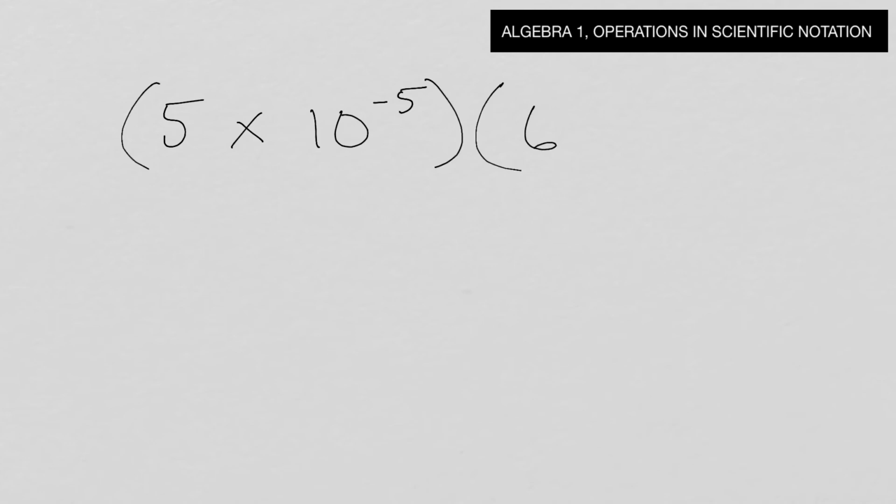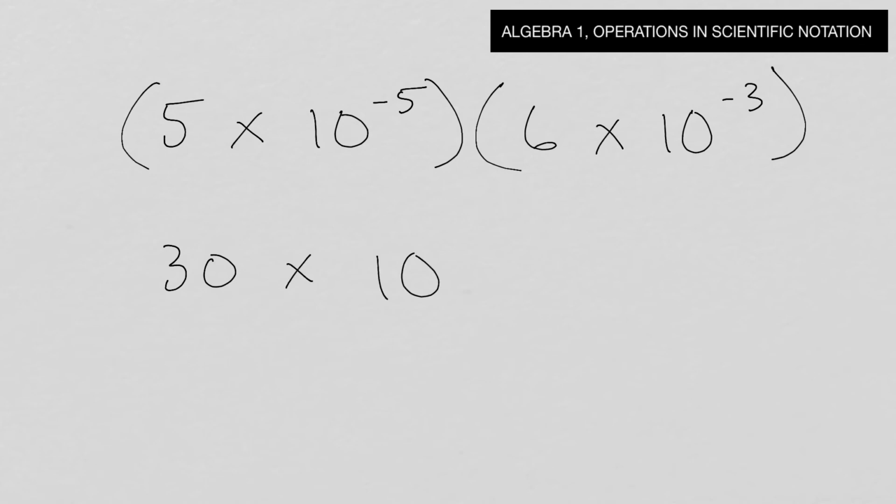Okay, here's another one. So let's say we have 5 times 10 to the negative 5 times 6 times 10 to the negative 3. Okay, we're going to multiply these single digits here first. So 5 times 6 gives us 30. Okay, times 10 to the negative 5 plus negative 3. So we have 30 times 10 to the negative 8th power. Okay, this is the answer that we get.